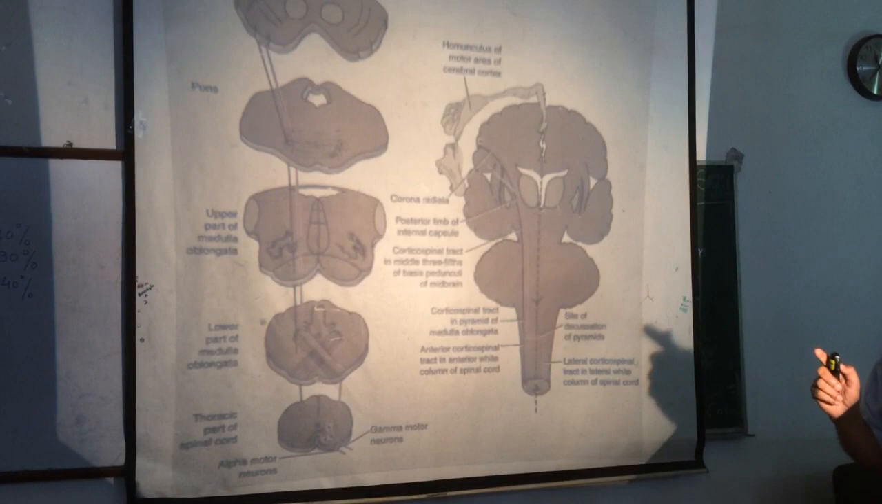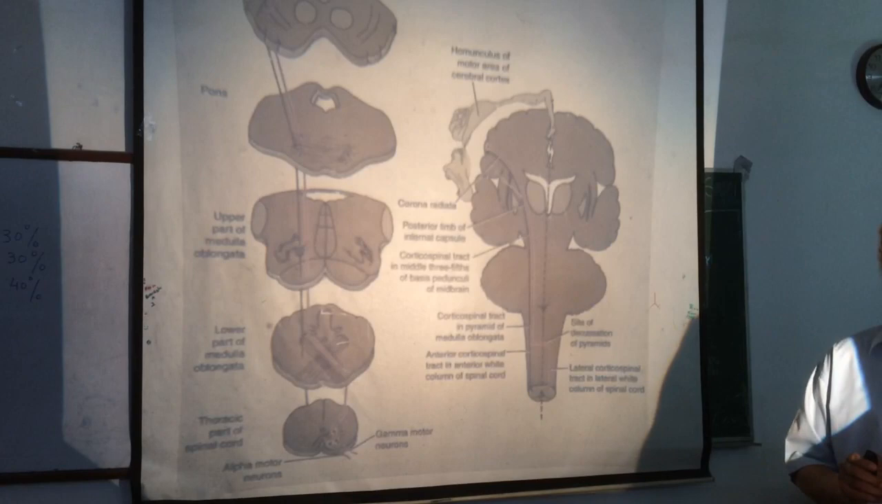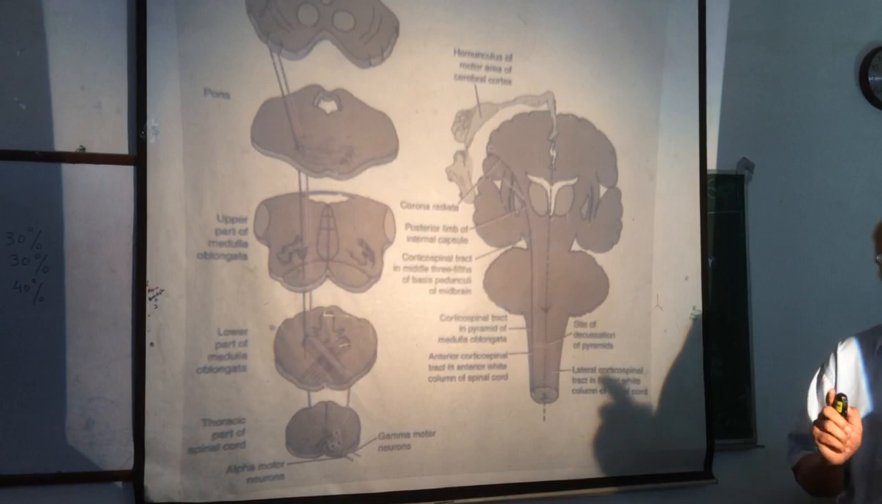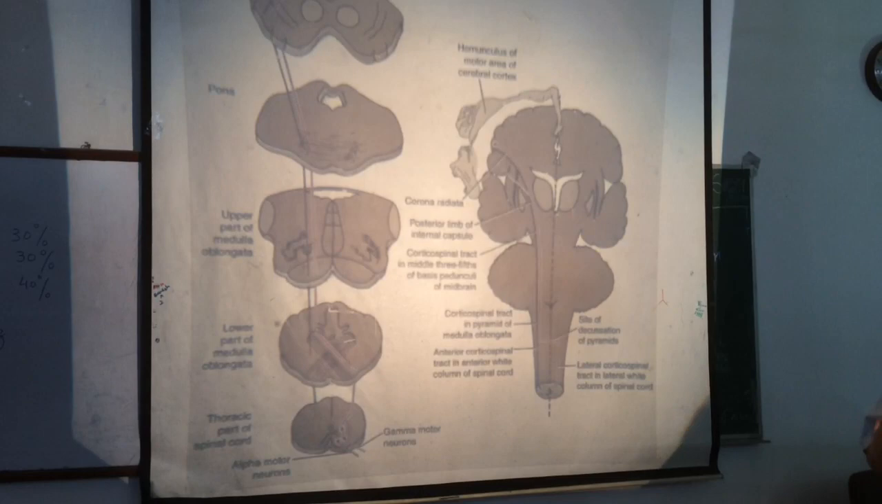Only nerve fibers from the Betz cells, which are 3% of the total nerve fibers, have direct termination with the motor neurons in the anterior gray column of the spinal cord. So only nerve fibers of the Betz cells have got direct termination with the motor neurons in the anterior gray column of the spinal cord.